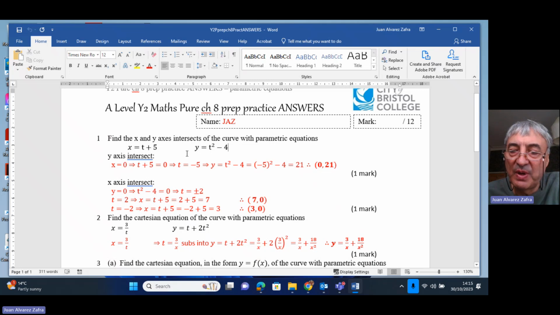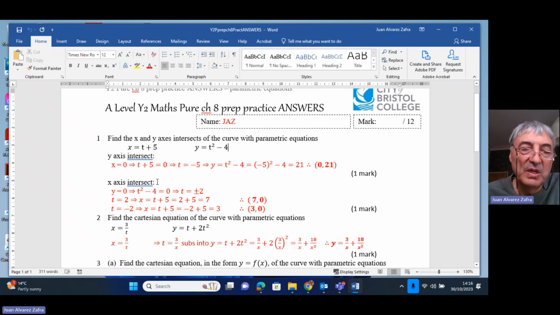Remember that whether we're doing parametric equations or not, if you want to work out where a curve intersects the y-axis, you want to know when x is 0. So if we do that with the equation x equals t plus 5 and say that we want x equal to 0, that means that t plus 5 is 0, which means that t is minus 5. So putting t is minus 5 into the x equation gives us x is 0. Putting t is minus 5 into the y equation gives us y is 21. And so this parametric curve crosses the y-axis at (0, 21).